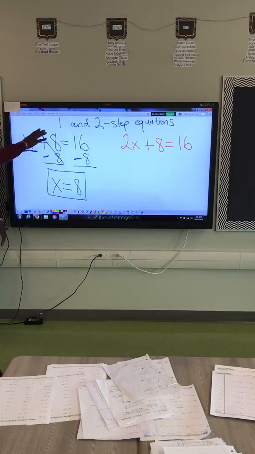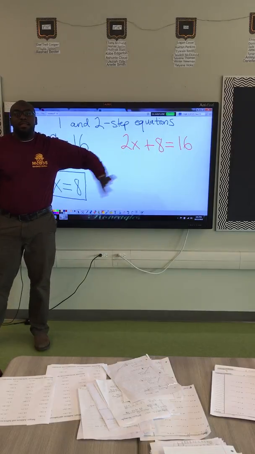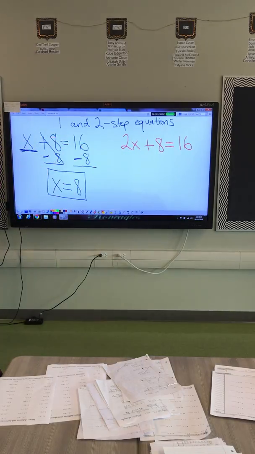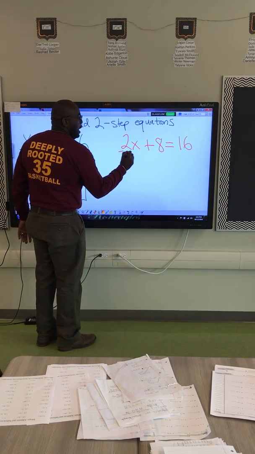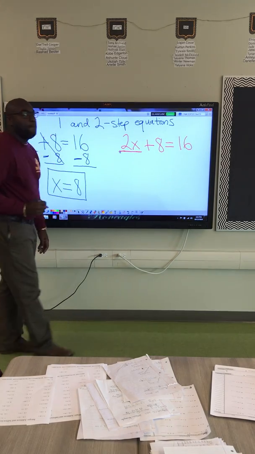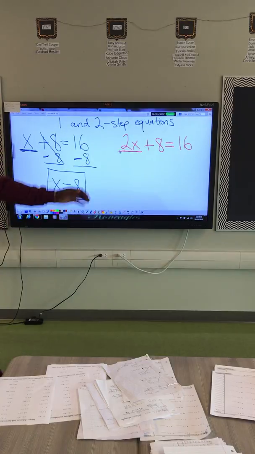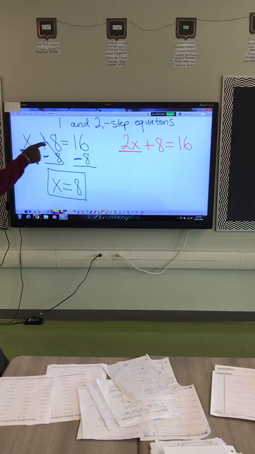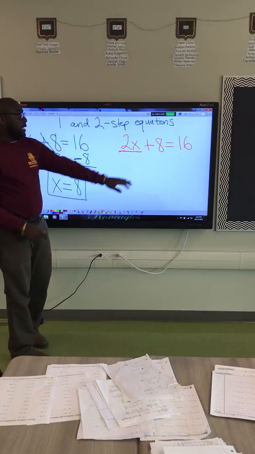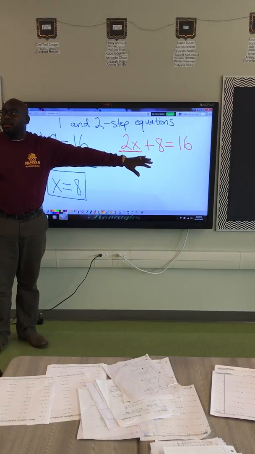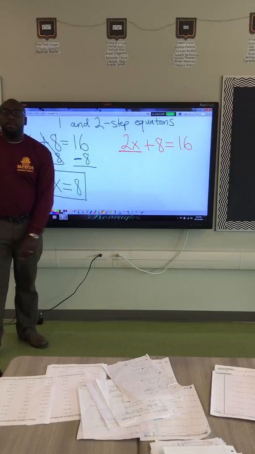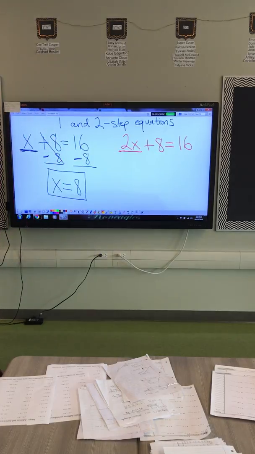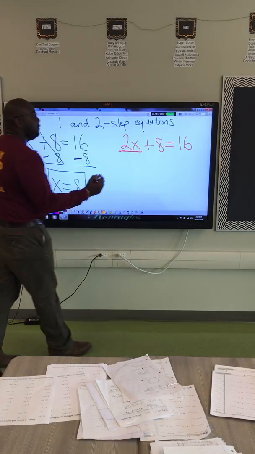Most of us can do this side with no problem. But when we get here to the red, that's when our mistakes are starting to be made. It's the same concept. This x has to be by itself. We know the 2 is in front of it, but we're going to deal with that. But the same rules apply. So, again, the plus 8 is in the way. How are we going to get rid of that plus 8? Good. Subtract 8 from both sides.